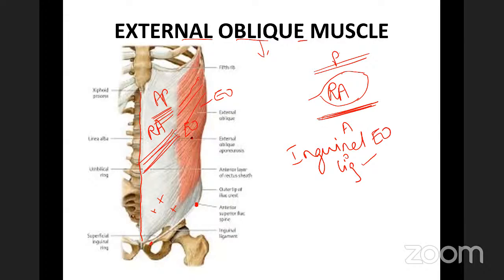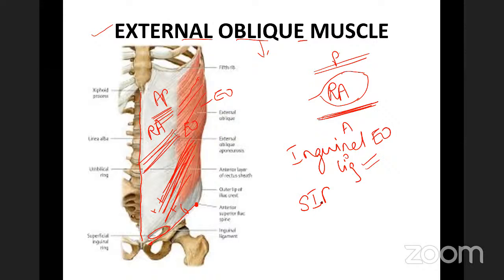What happens is the fibers of the aponeurosis of the external oblique muscle, as it approaches the inguinal region, fold backwards, forming this inguinal ligament. So if anyone asks you which muscle forms the inguinal ligament, your answer will be external oblique muscle. One more modification of this external oblique muscle. Can you see a small opening here? That is called the superficial inguinal ring.